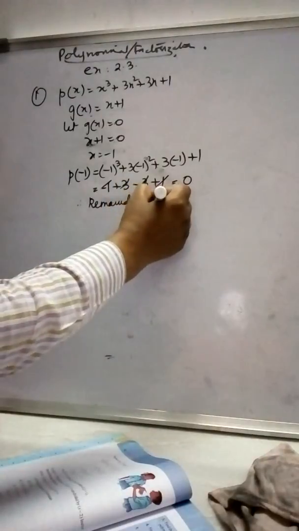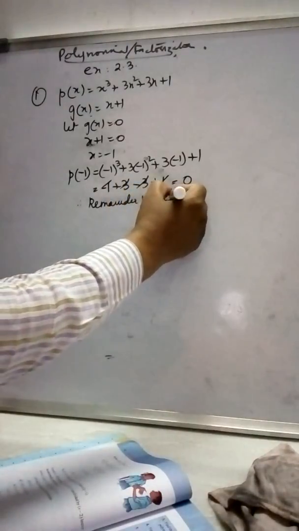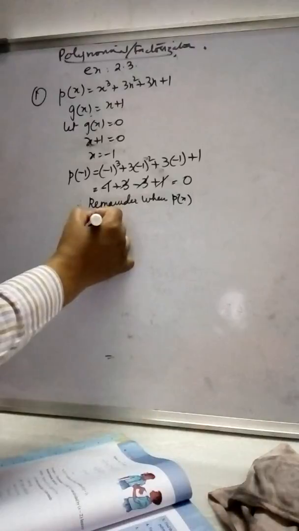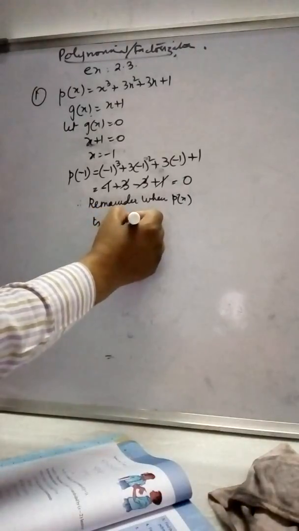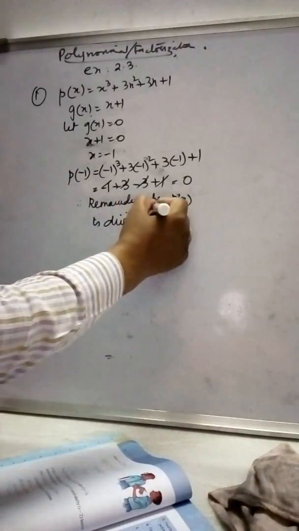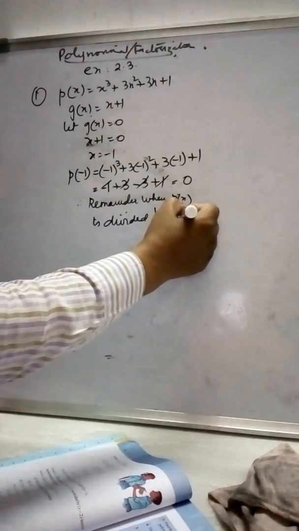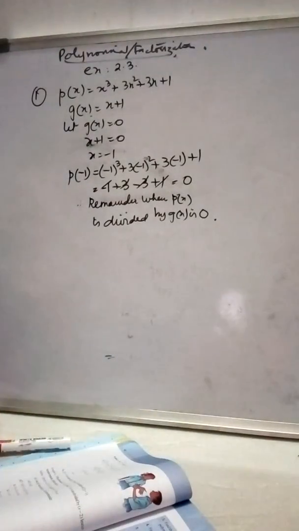when p of x is divided by g of x is 0. Okay, so in a similar way we'll solve one more problem based on this.